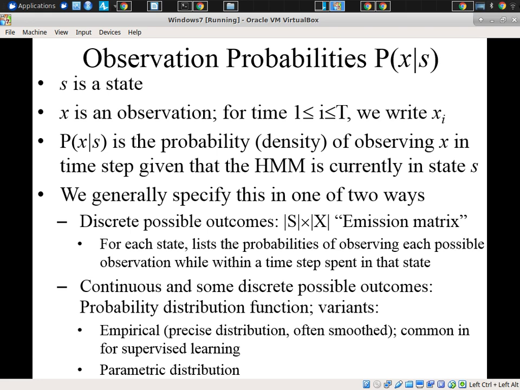We'll ask, if we're in a given state S, what's the probability we'll observe observation X, okay? What's the probability that I would have observed this level of accelerometer readings and gyroscope readings if I were standing? What would be that probability if I were sitting? And what would be the probability if I were lying down? We specify this in two ways. The classical way, if you have discrete outcomes, is to specify what's called an emission matrix, which is the probability in that state I will observe this or that, a set of discrete possibilities.